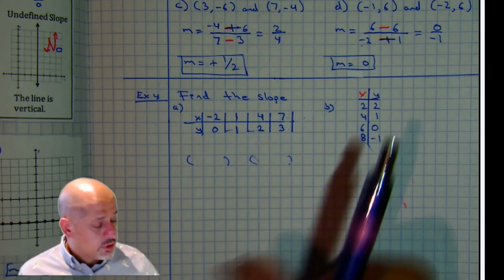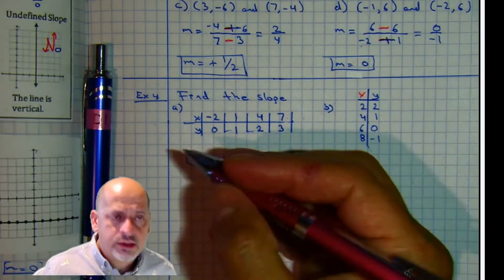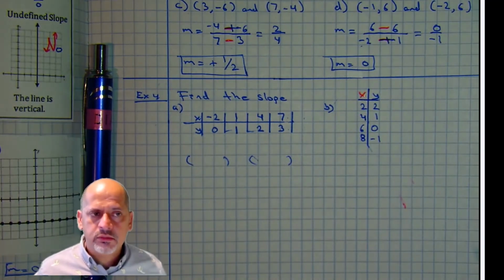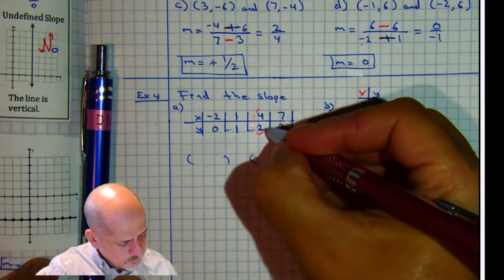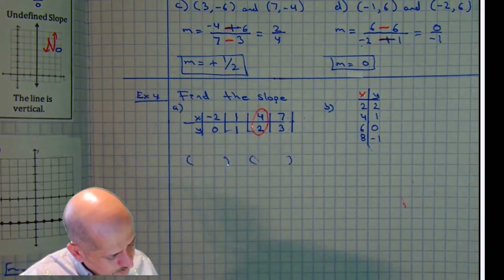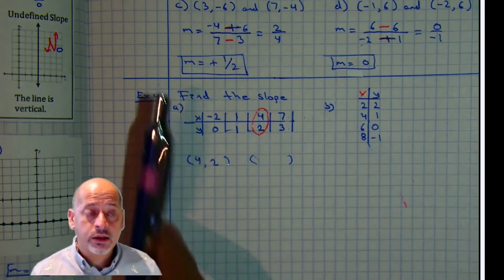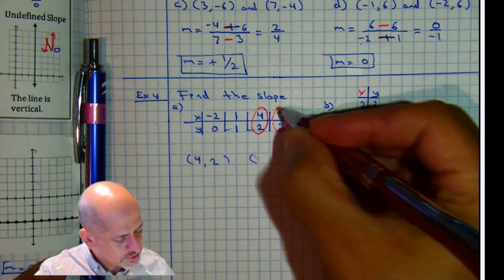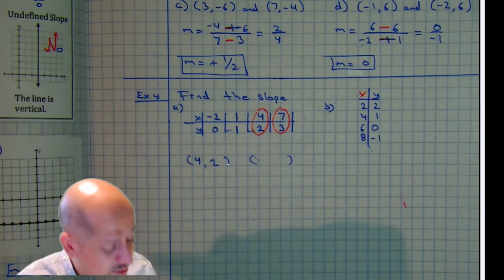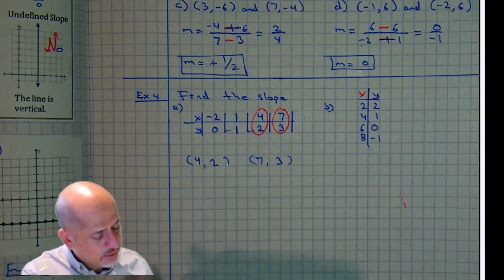So which points do you want? I'm going to circle 2. Does it matter which ones? No. Sometimes I like the ones that are all positive. So I like this number. 4, 2 is a good one. But if you're choosing 1, 1, that's perfectly okay. The next one I use 7, 3. So I usually like the ones that are positive, makes it a little bit easier for me. 7, 3. And now I'm going to find my slope.